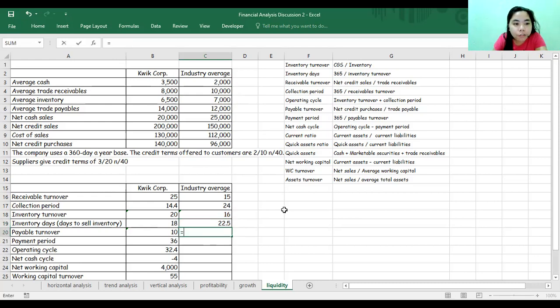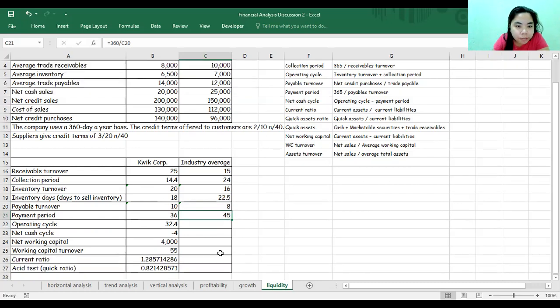The payable turnover naman, it's net credit purchases divided by your trade payables. It's 8 and 360 divided by 8. So 45 times siya nagabayad, no, sa iyang utang, para maimpas ang iyang purchases na 96 million.